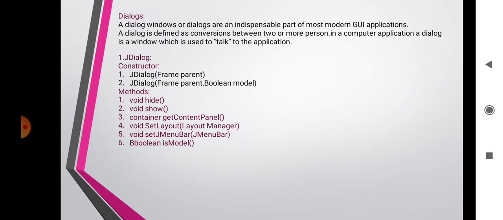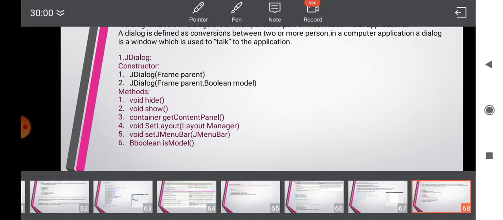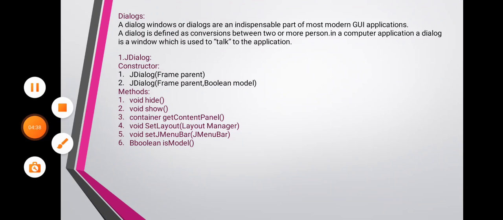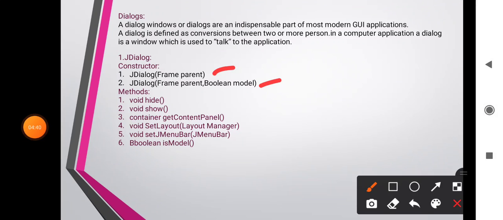It is included in the javax.swing package, and the constructors are JDialog(Frame parent). This constructor creates a new JDialog object which appears on the specified parent frame. The second is JDialog(Frame parent, boolean modal). This constructor creates a new JDialog object which appears on the specified parent frame.